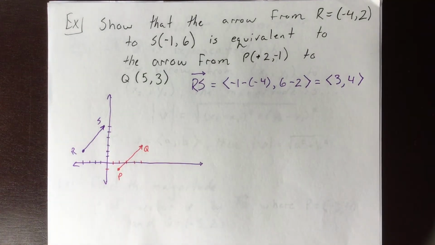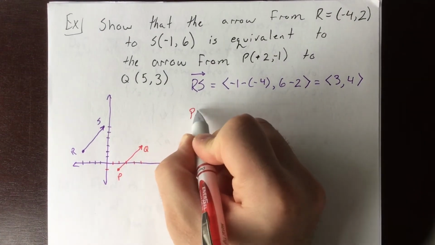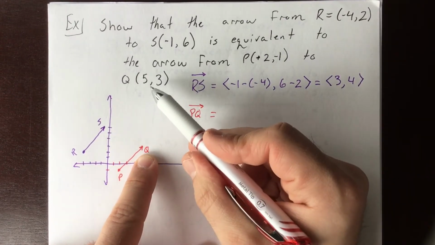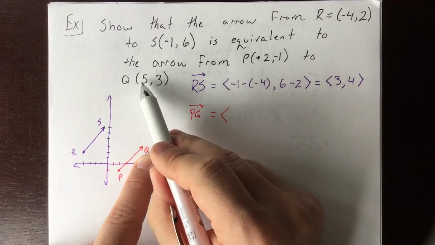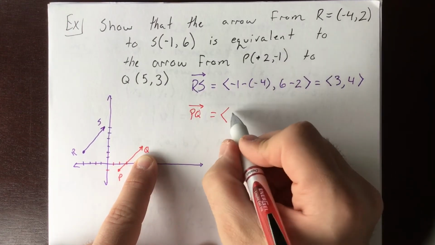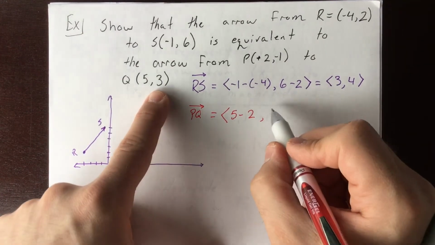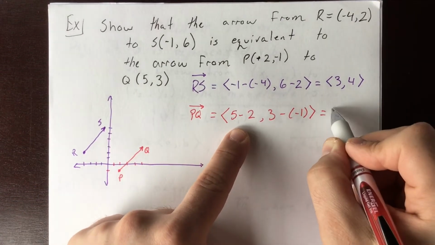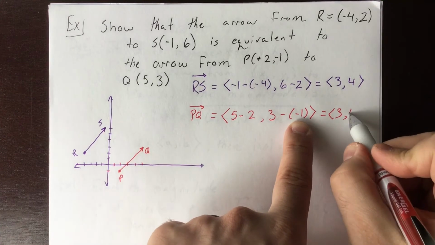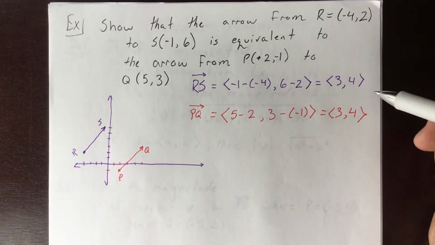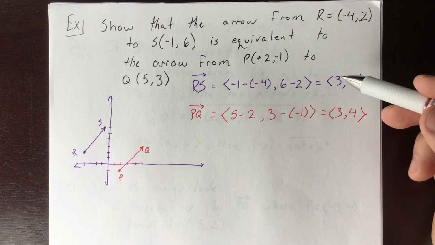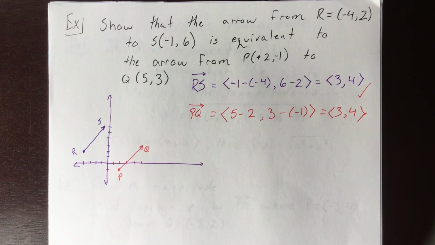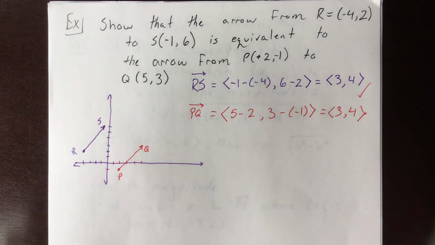All right, and then for P to Q. So again, same thing, since Q is the terminal point, it gets placed first in this calculation. So 5 minus positive 2, and then 3 minus negative 1. Okay, 5 minus 2, 3 minus negative 1. And because the component forms are the same, we can say that these two vectors are equivalent. And just like that.